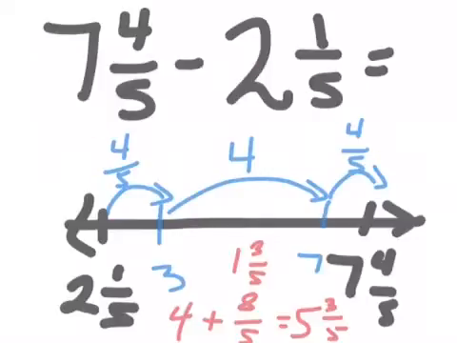So we're adding 4, and then I know my 4/5 plus 4/5 is 8/5, which is the same thing as 1 and 3/5. So 4 plus 1 and 3/5 equals 5 and 3/5.